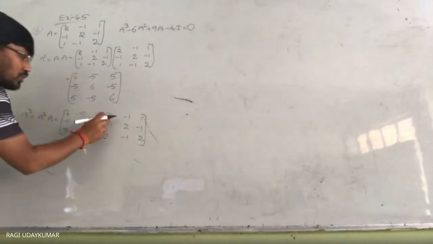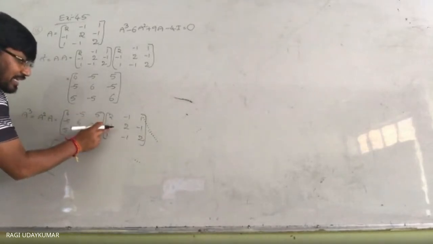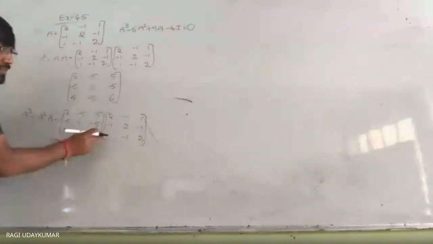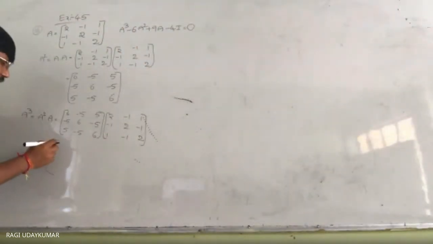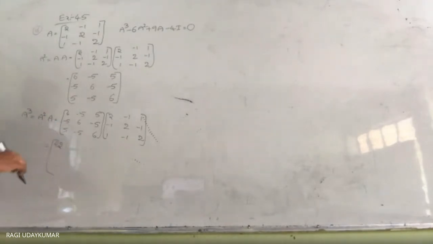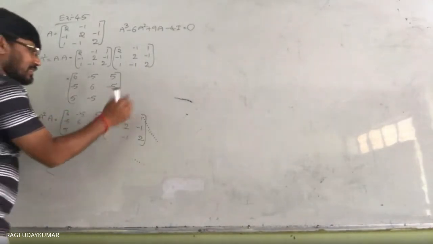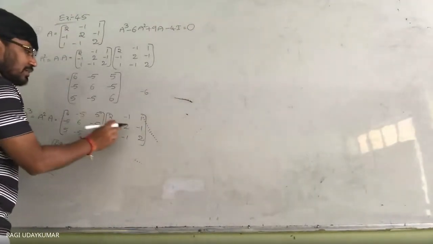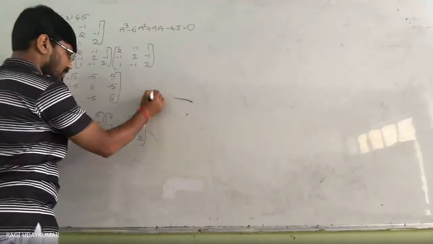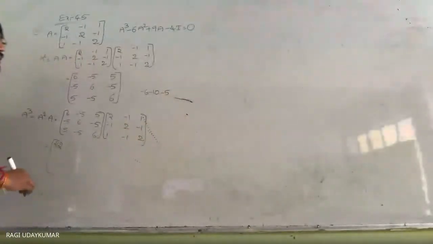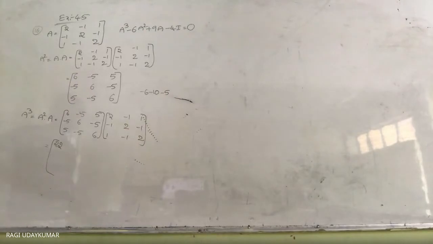So after finding the cube, what do you get here? 6, 12, 12 plus 5, plus 5, and 20, 22, minus 6. If you get confused, you write it here like this: minus 6, minus 10, minus 5. So what do you get here? Minus 21.